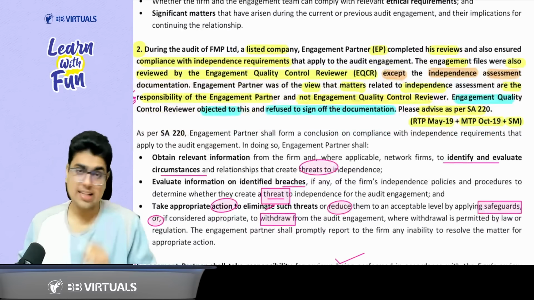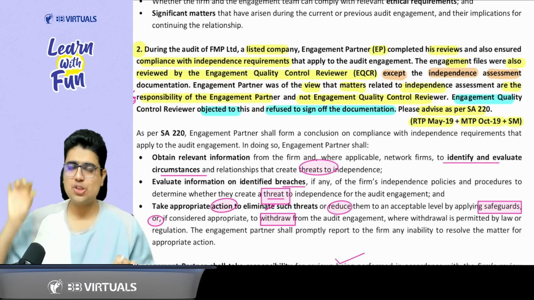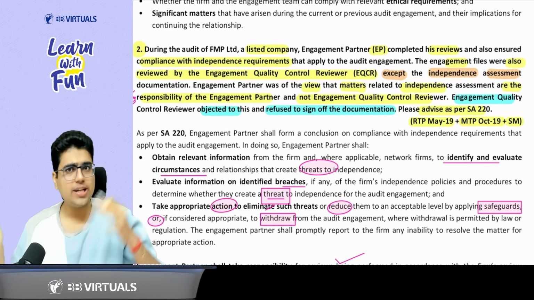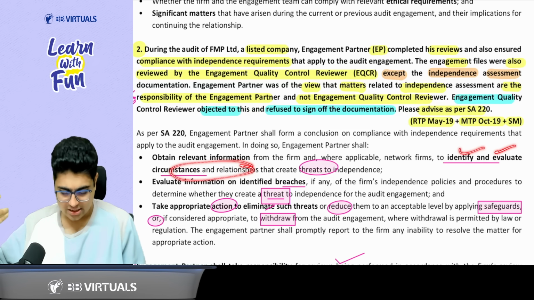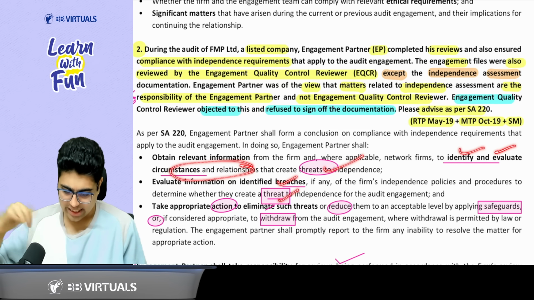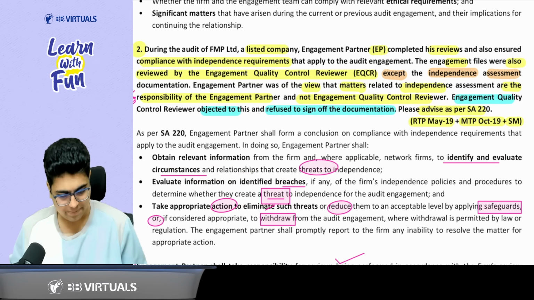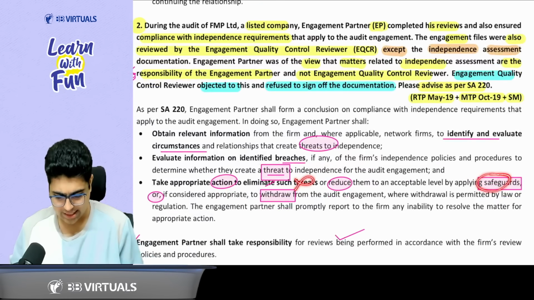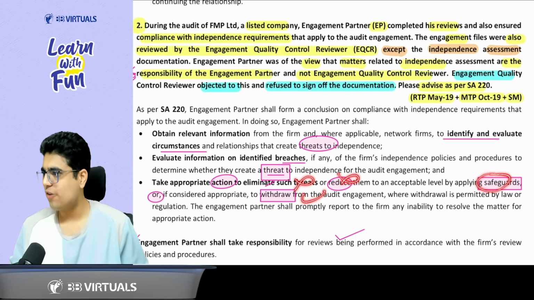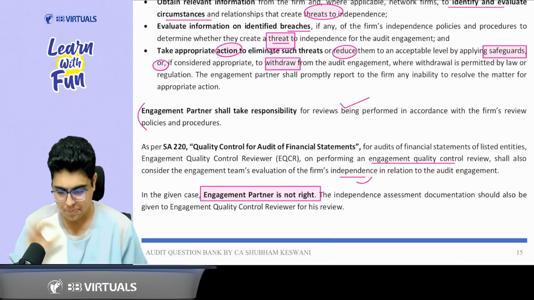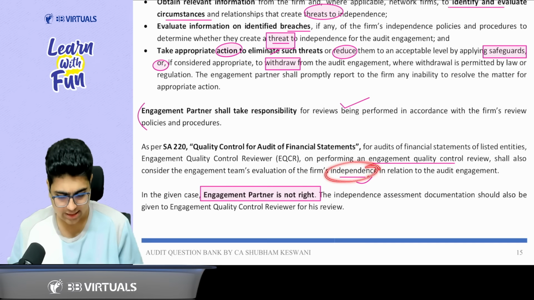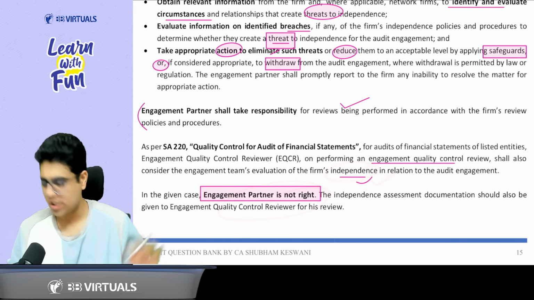So how do you start the answer? You will talk about the independence policy, which talks about threats and safeguards. So communicate the independence requirement. Identify and evaluate circumstances and relationships which create threats, breaches which create threats, then actions, that is the safeguard, to eliminate the threat, reduce them, or withdraw from the engagement. Then you will say the engagement partner will take the responsibility, and EQCR is required to consider the independence, so the engagement partner is not right.